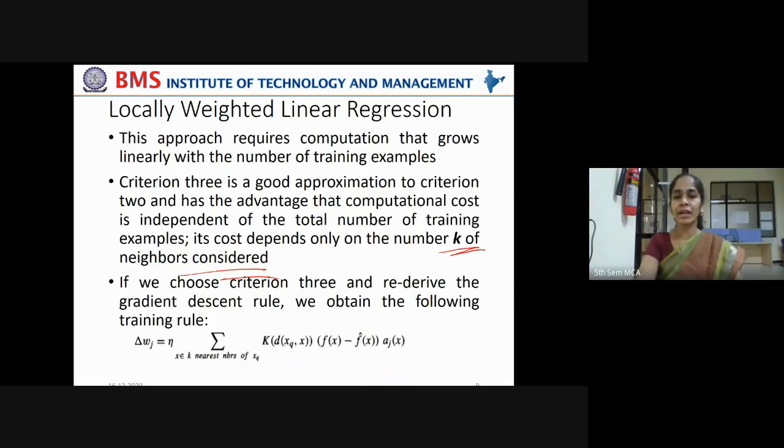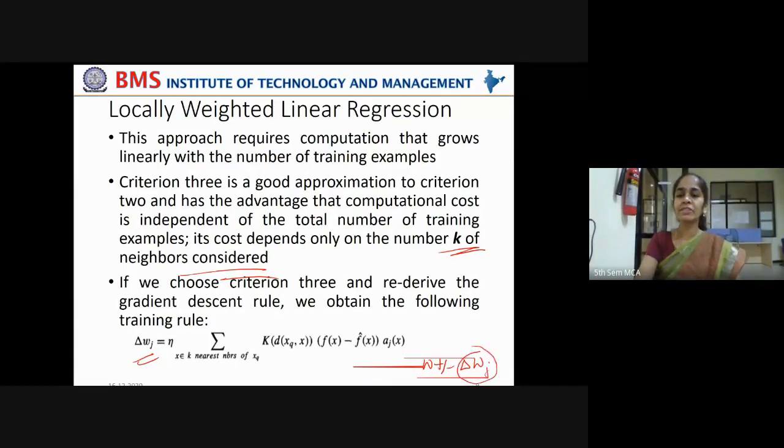Now, if we choose criterion 3 and rederive the gradient descent rule, we are slowly transforming it into the gradient descent rule, and we obtain the following training rule. How do you finalize this gradient descent rule now? Based on your previous understanding, derived from the 3 criteria. The weight adjustment that has to be done to Wj is called delta Wj. If you want to adjust some weight, it is plus or minus delta Wj.